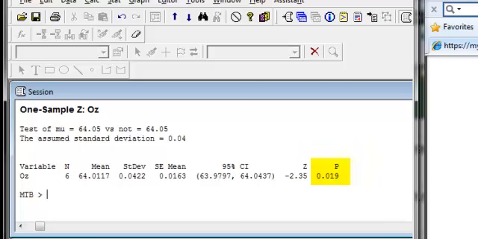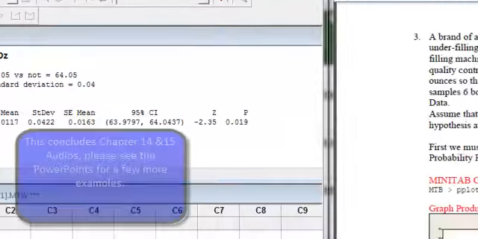p-value is 0.019. So at a 0.05 significance level, the p-value is much smaller than that. There is sufficient evidence to support the claim that the machine is not filling it correctly and adjustments have to be made. And there you see that.